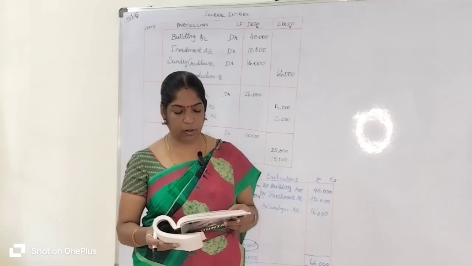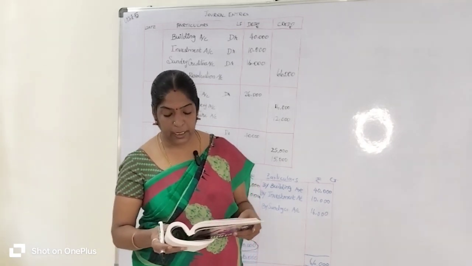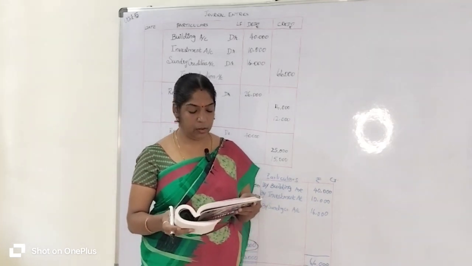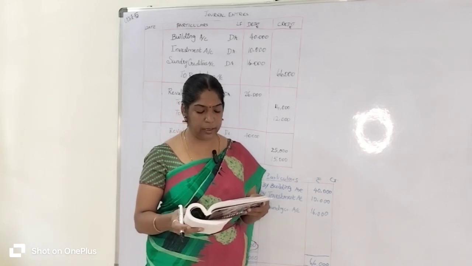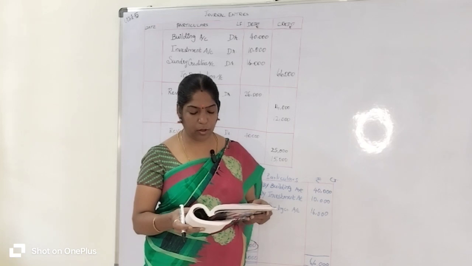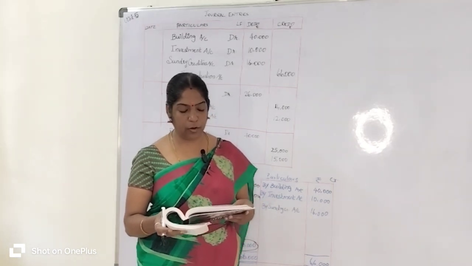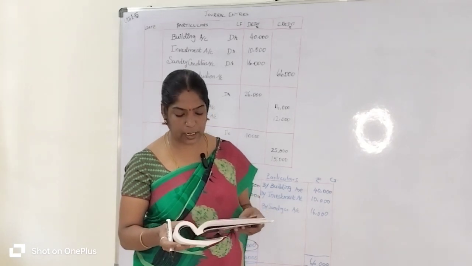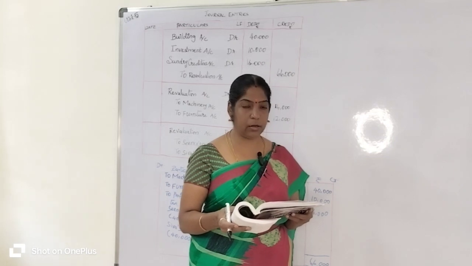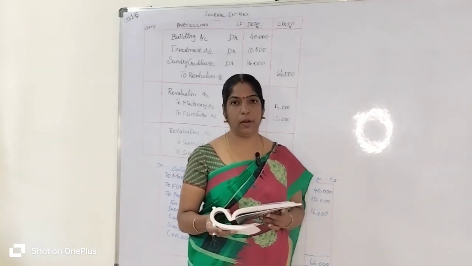Sino and Siva are partners sharing profits and losses in the ratio of 5:3. In view of Kausalya's admission, they decided to increase the value of a building by 40,000 rupees, to bring into record investment of 10,000 rupees which have not so far been brought into the account, to decrease the value of machinery by 14,000 rupees and furniture by 12,000 rupees, and to write off sundry creditors by 16,000 rupees. Pass journal entries and prepare the revaluation account.